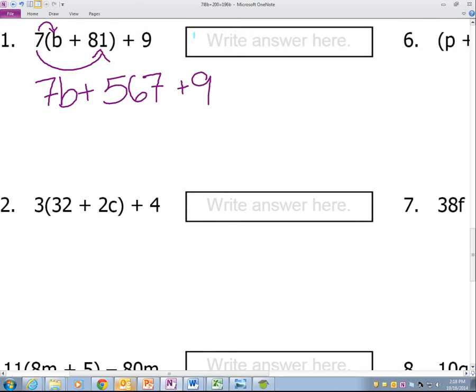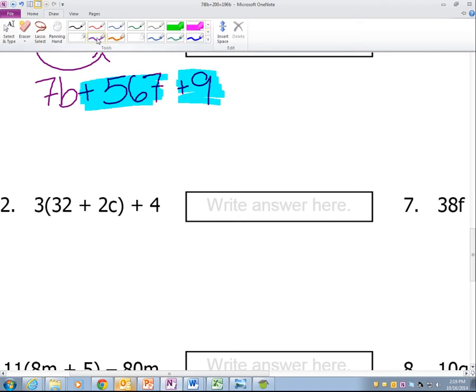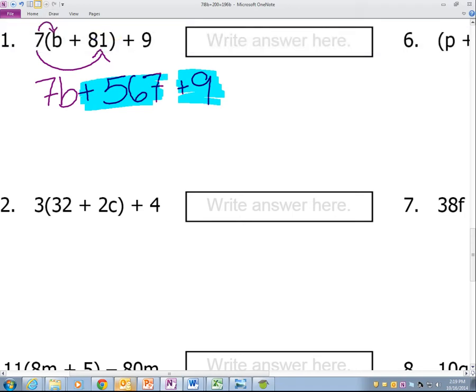What we did for homework 2 nights ago was this part, 7b plus 567 plus 9. What are the like terms in this expression? Harrison? The regular numbers, exactly, not those irregular numbers like that b there. Those are the two that are like terms. So the next step is to write the answer, which is, okay, what do you got? What's the correct answer? We're adding the stuff that I highlighted in blue.